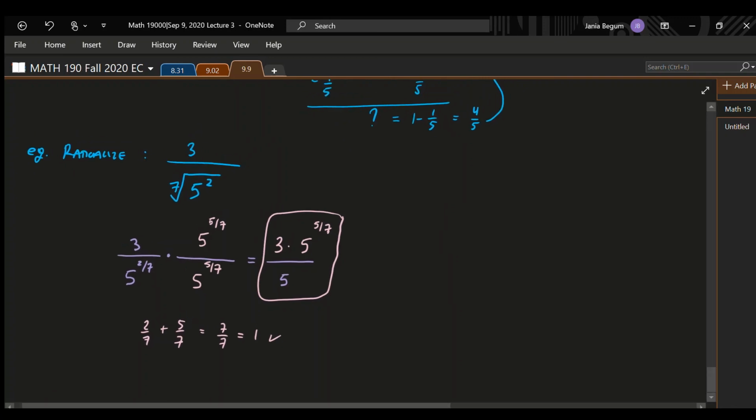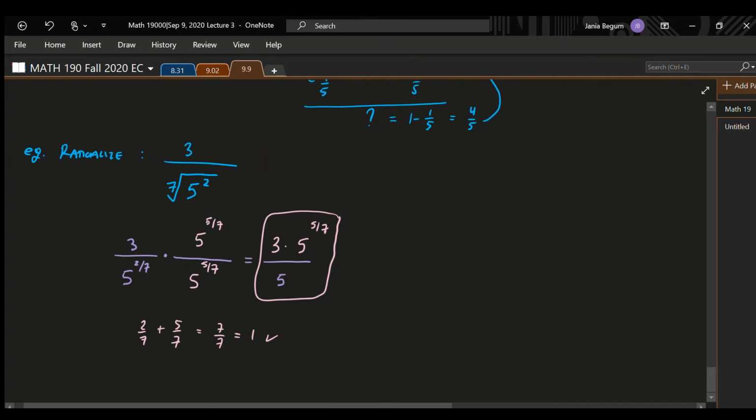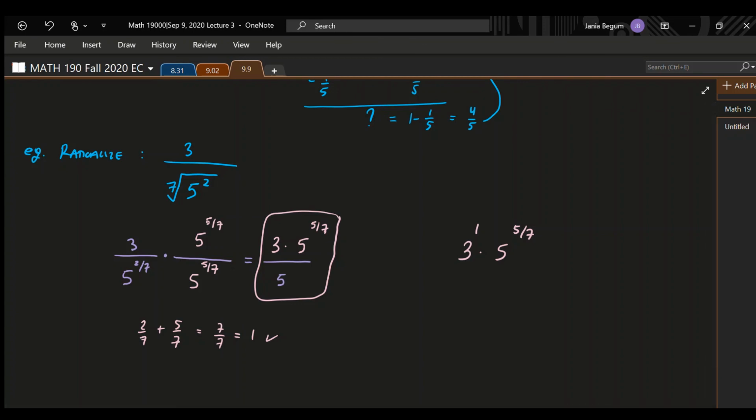But what we can't do is multiply them. So it's 3 and 5 to the 5 over 7, right? They're two different numbers. 5 has an exponent of 5 over 7. 3 has an exponent of 1. It's not really 3 times 5, right? It's 3 times 5 to the 5 over 7. You got it, right? It's okay. Good question, right? Someone else might be wondering it too. So always ask. Don't feel bad.